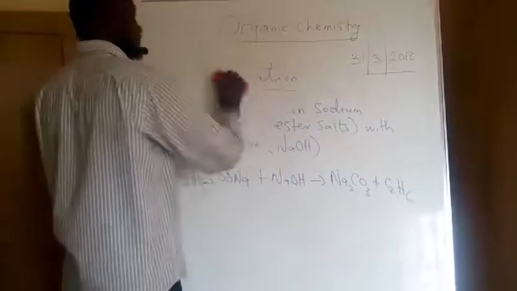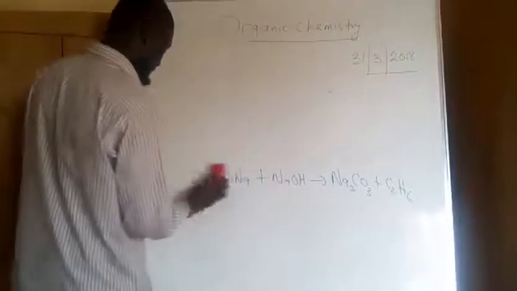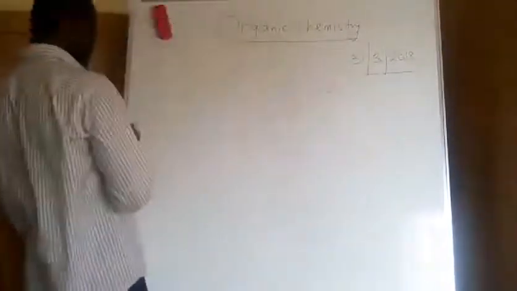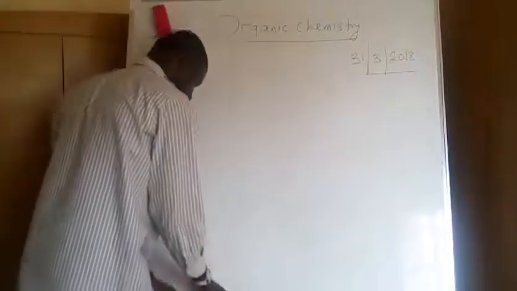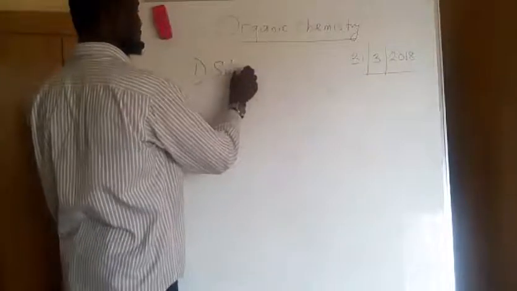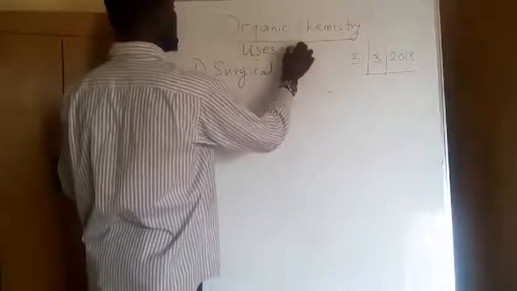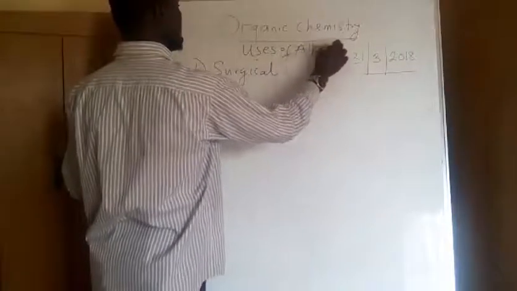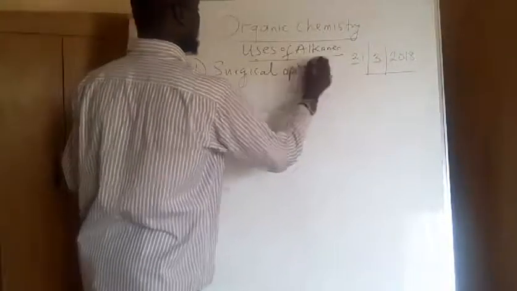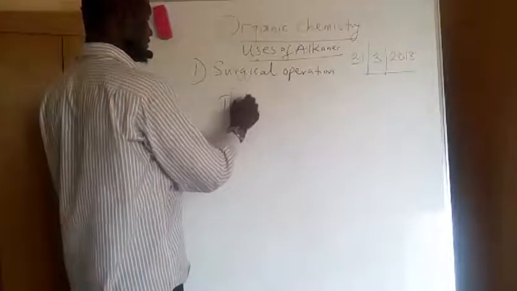Now, after knowing the preparation of alkane, let's look at the uses. And with that, we are through with alkanes. Now, we have two important uses of alkane. One of them is they are used for surgical operations. We have a derivative of alkane that is called trichloromethane.